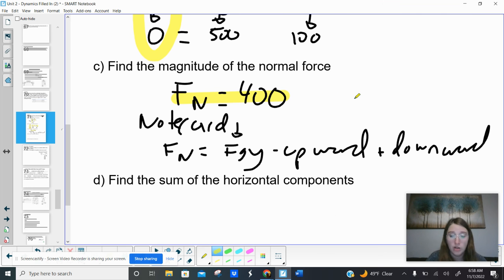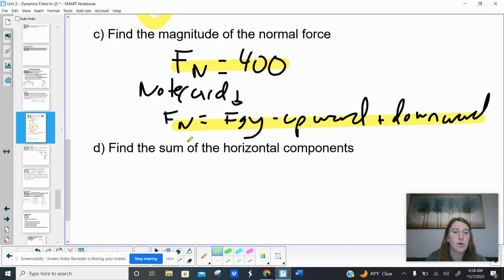On your note card, you want to have this memorized, or you need to understand it. The normal force is a reaction to gravity, but if I have upward direction y's, that's going to decrease my normal force. If I have downward direction y's, that's going to increase. So this is what's on your note card. It's best you understand why, rather than try to memorize that. So let's keep going from here.